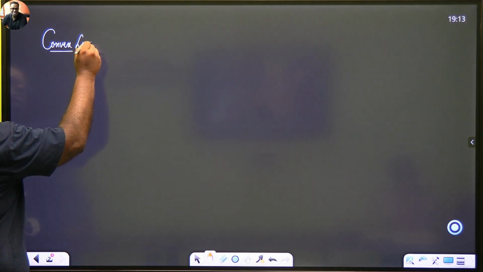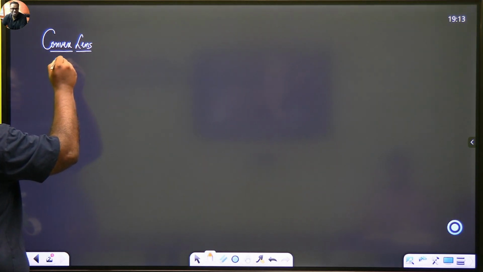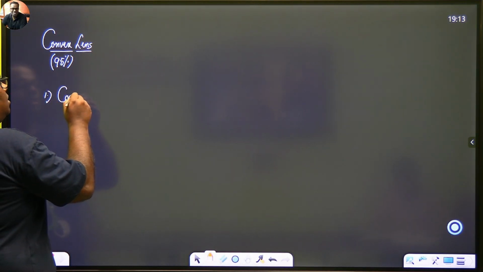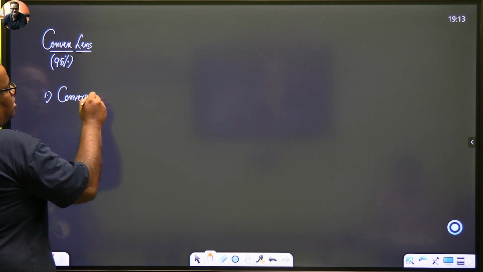When we study ray optics and all, convex lens is studied for say 95% part. We'll always study convex lens. This is the lens which is studied more in detail. So we need to now understand what is a convergent and divergent lens.